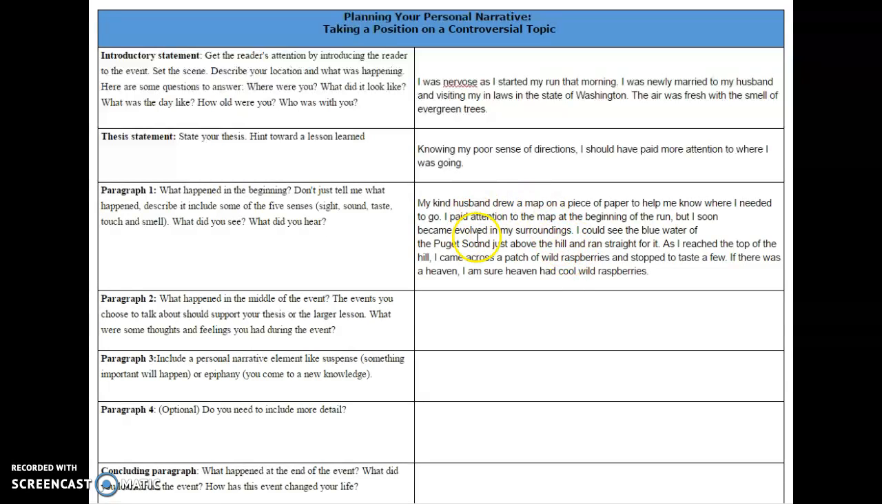So here I talk about how my husband drew me a map. I started my run, then I got distracted because of the blue water, and I also stopped and ate wild raspberries. Okay? So you can pause the video and read this if you want, and also write your own paragraph.